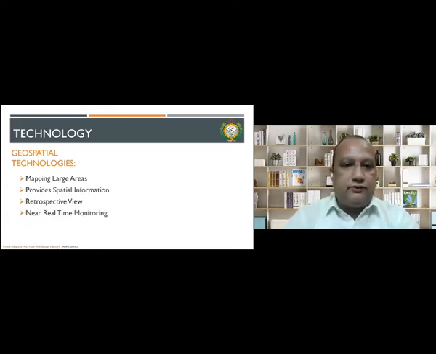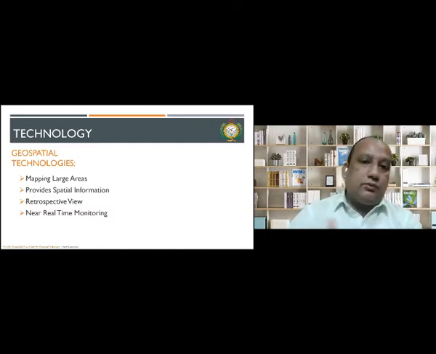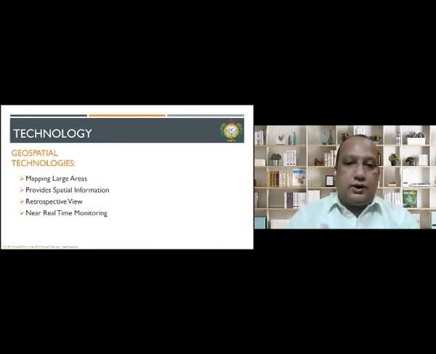Apart from retrospective view, we can also do near real-time monitoring. I mean, the satellite will come at, for example, 10 a.m. in your area. It will take a picture, and most likely in a matter of a couple of hours, you can get that image. So that's almost near real time. And of course, if you are flying your own drone, you are taking images in almost real time. So not only going back into the history, but also what's going on right now, you can monitor.